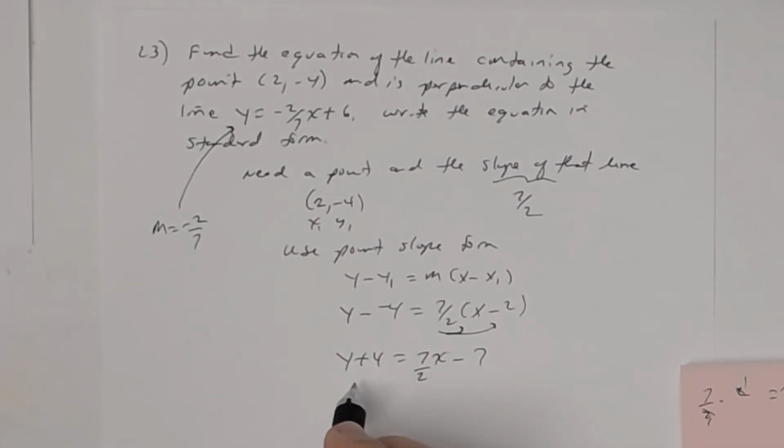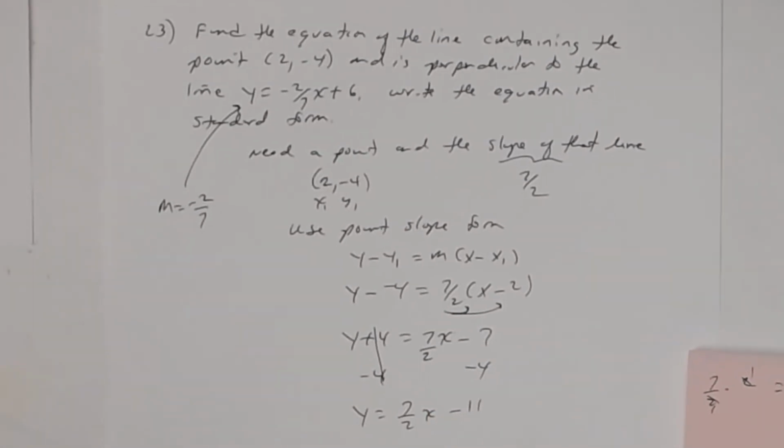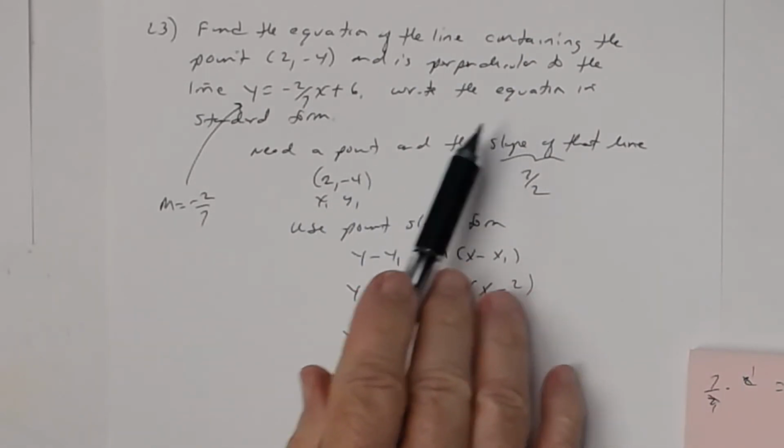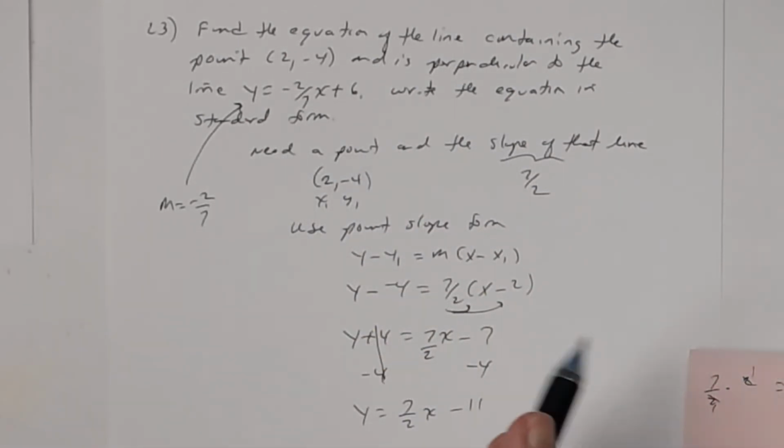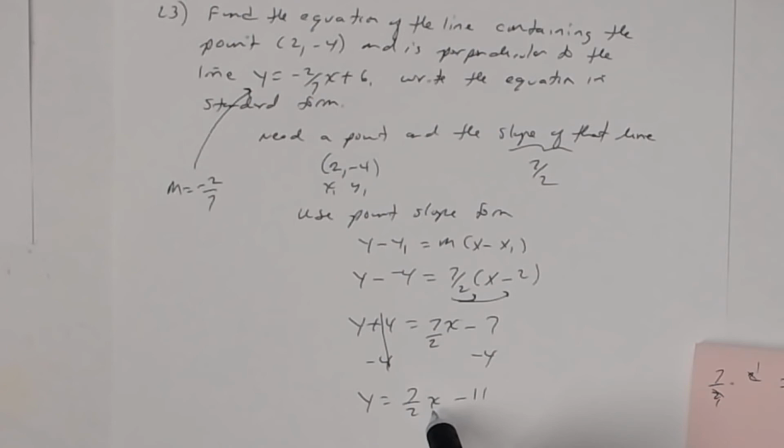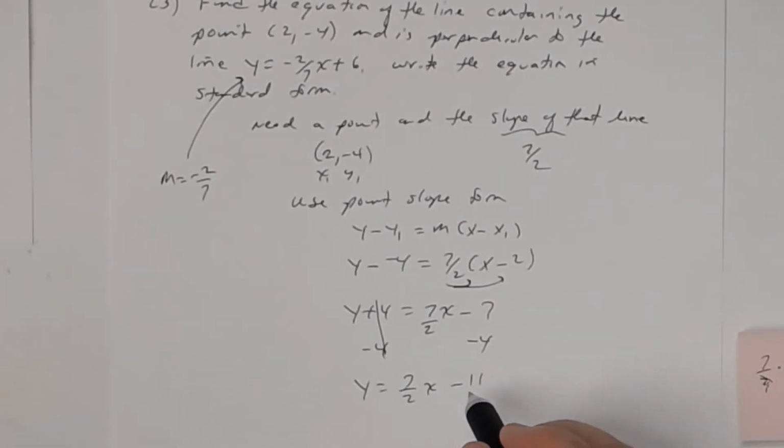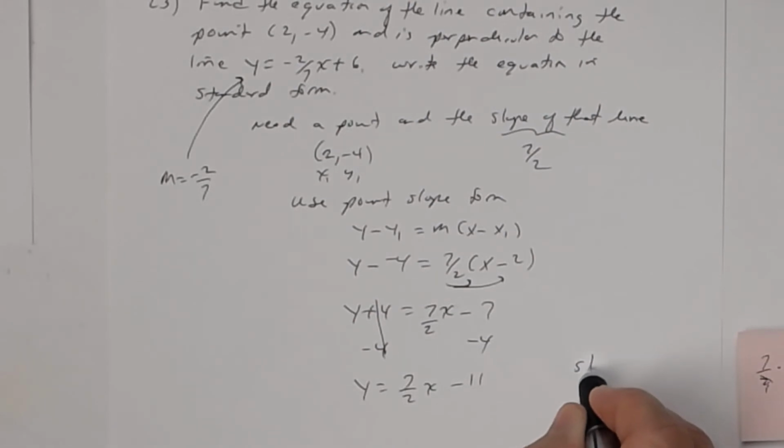And so now to get y by itself, I'm going to subtract 4 from both sides. And so I get y equals 7/2 x, a negative 7 and a negative 4 is a negative 11. Okay, now be careful. Remember, you want to write the equation in standard form. What I've done is I've written it in slope-intercept form. So standard form, remember, is this right here.